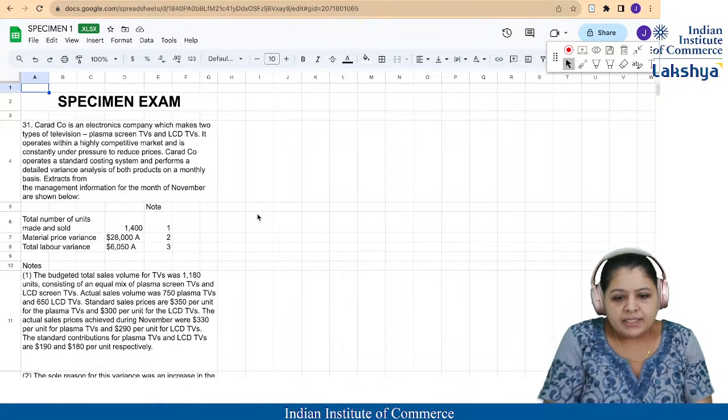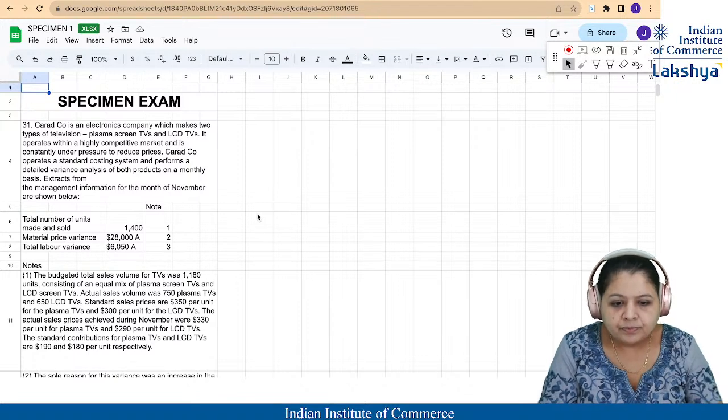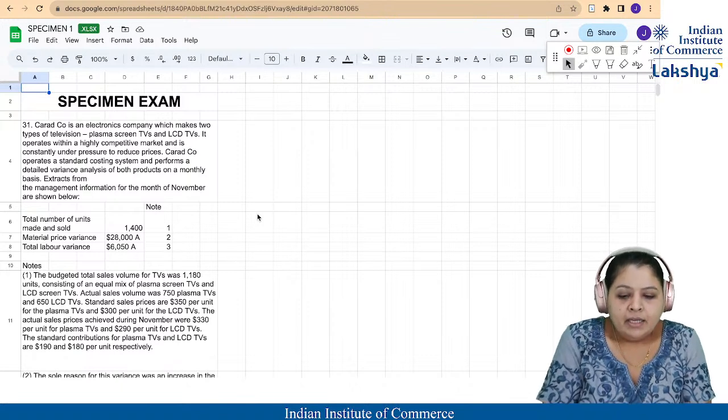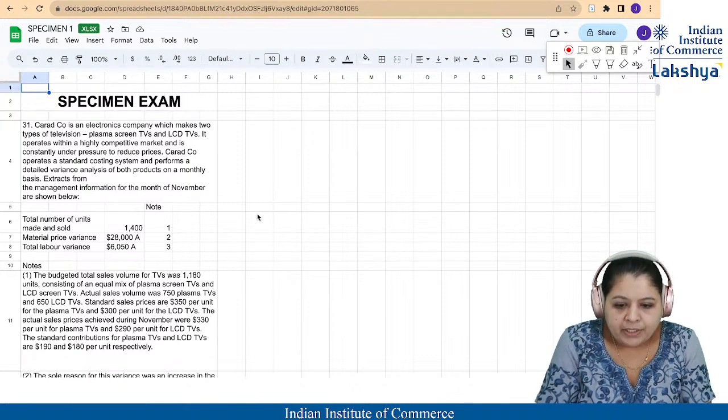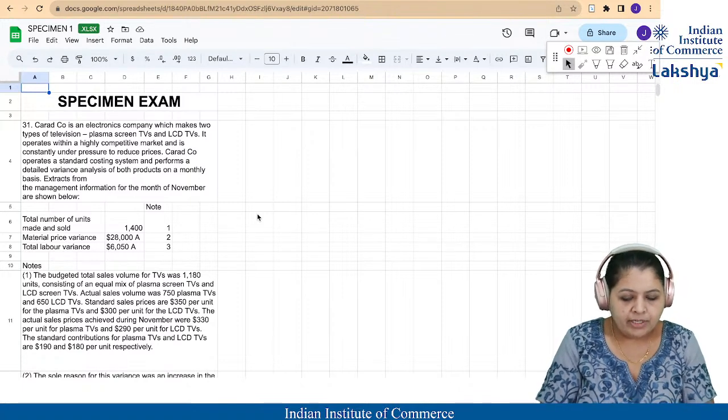So Carrot Company is an electronic company which makes 2 types of televisions, a plasma screen TV and an LCD. It operates within a highly competitive market and is constantly under pressure to reduce the prices. Okay, they have got the variances which they have already found out.